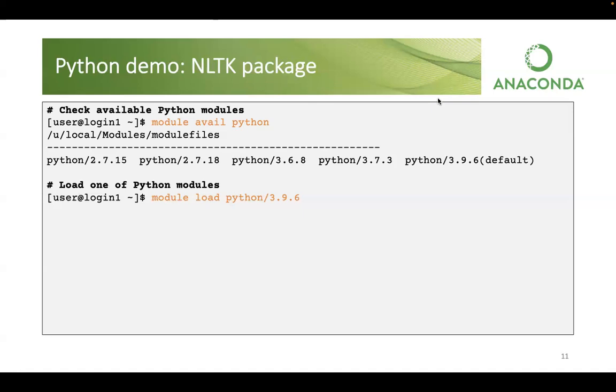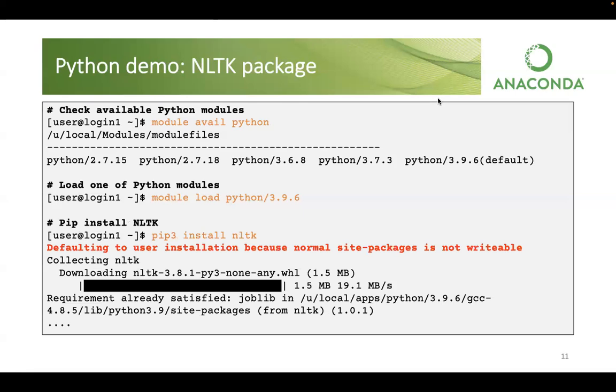Here I want to use Python 3.9.6, so I just type module load Python/3.9.6. To install the NLTK package, we can just use pip3 install nltk in the terminal. This command will automatically download and install the package for you. But you see the red text on the screen. It says the regular user does not have permission to write to the system folder. So this means you can only install NLTK or any other package in your home directory or your project folder.